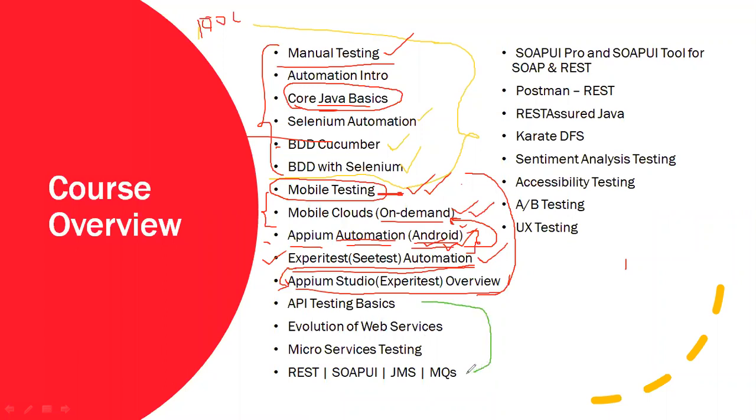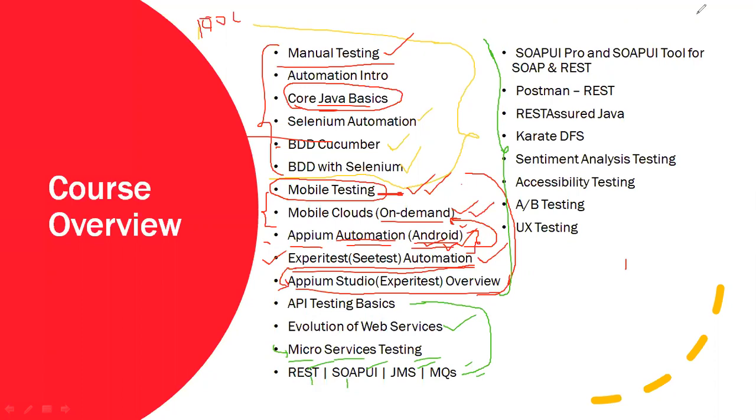Next comes the API testing. So API testing is a cakewalk. If you understand both the technologies and terminologies in Selenium as well as API testing, it's like common sense with minimal technical knowledge, which I'm going to teach you in the easiest way. Okay. So we will discuss the evolution of web services, where REST, SOAP, JMS, message queues, RabbitMQ, TIBCO EMS, everything is there.